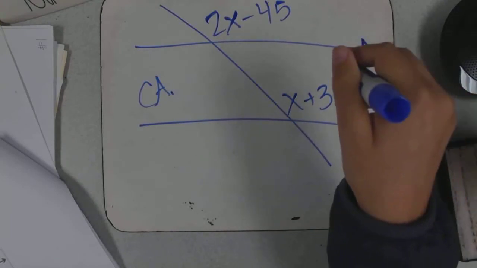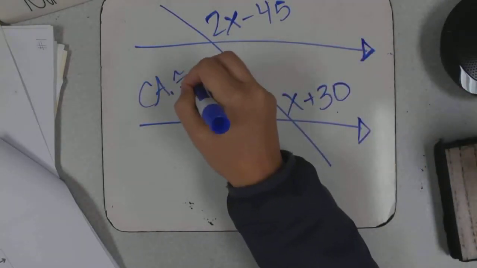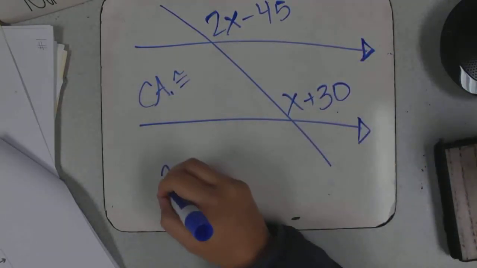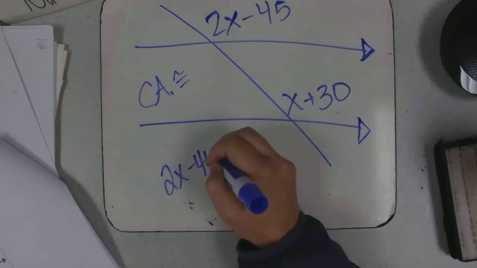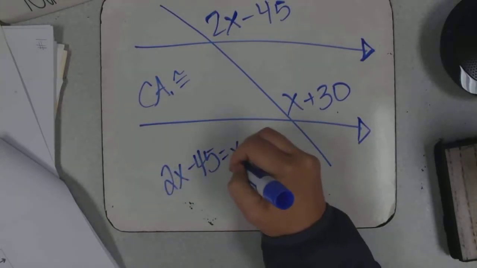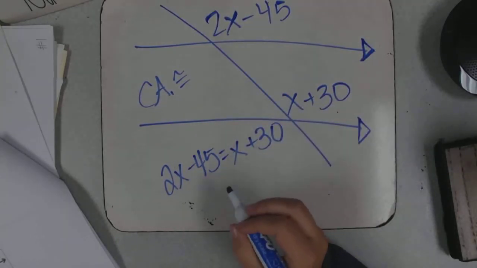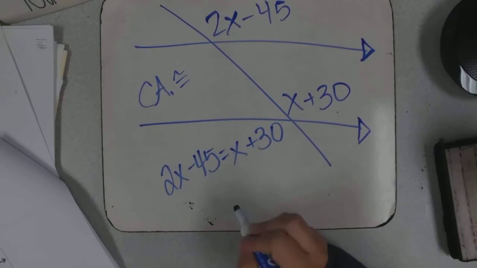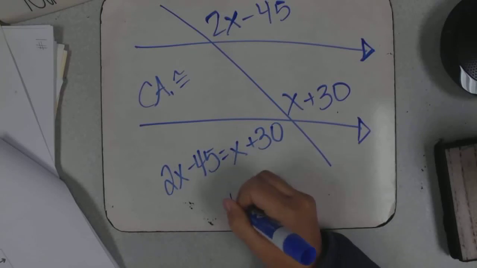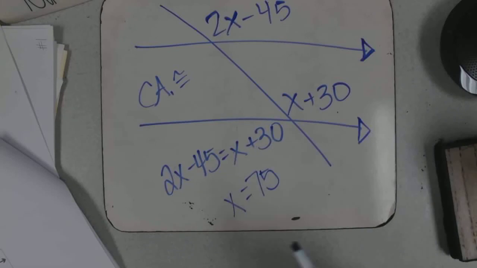When the lines are parallel, corresponding angles are congruent. Just set them equal and solve for x. 2x minus 45 equals x plus 30. Again, the algebra is pretty basic. Solve for x, and you get 75.